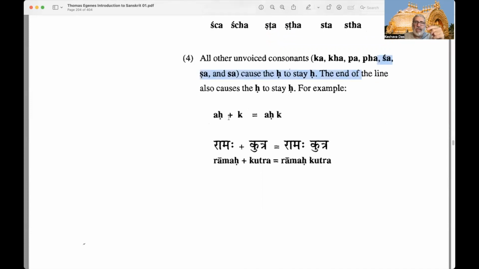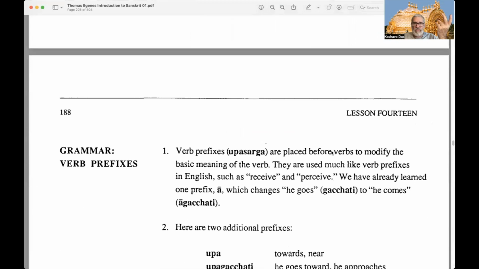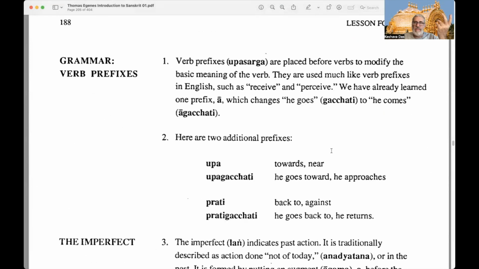Okay, so short A Visarga plus a word beginning with ka becomes short A Visarga with ka, with a space, no problem. Let's see an example of that. Ramaha Kutra becomes Ramaha Kutra. Same thing. That's easy to remember. So those are the rules for Visarga Sandhi. If we can't remember all the rules right away, we can just look at the chart and get the answer right away.